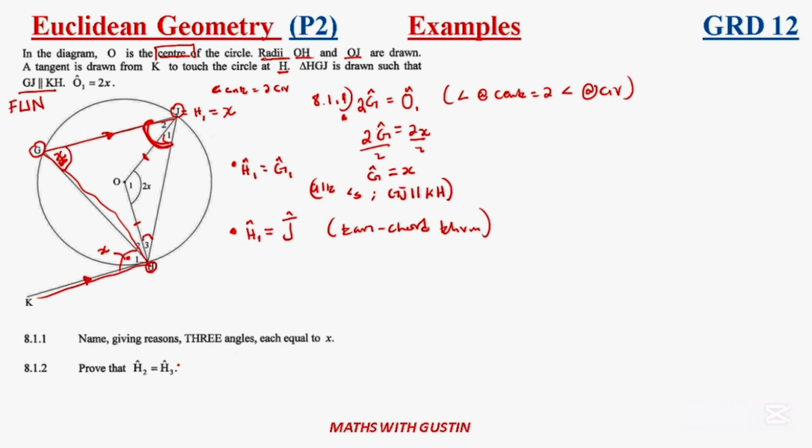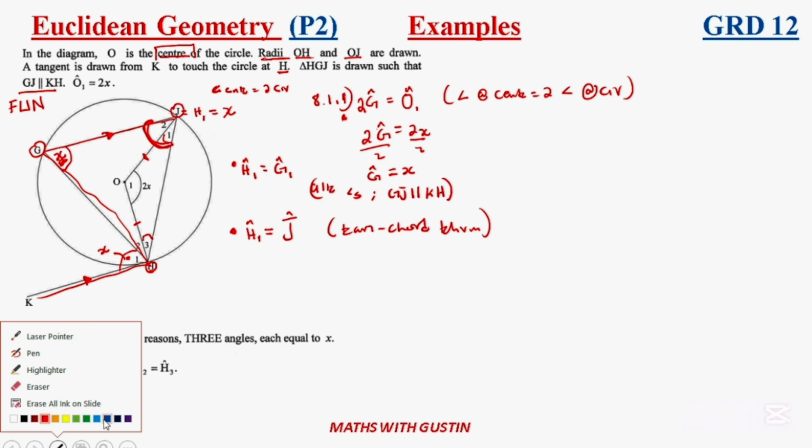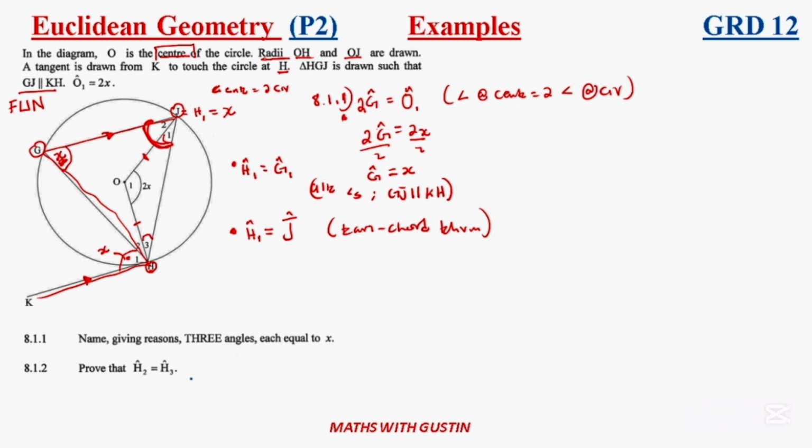Right, okay, now let's move on to question 8.1.2. Let me change the color here because we're going to need it. 8.1.2 said prove that h2 is equal to h3. So now let's have a look. H2 is this one here, is equal to h3. So for 8.1.2, what I will do now is erase anything that has to do with the red color, only a minimal. So now let's come here and have a look.